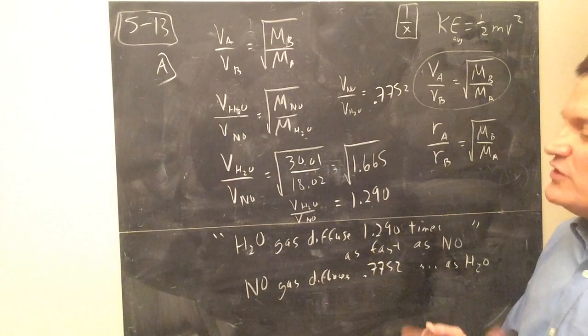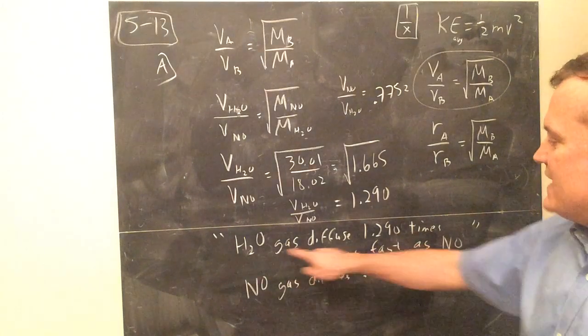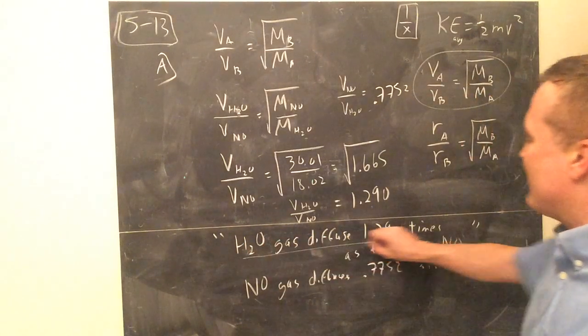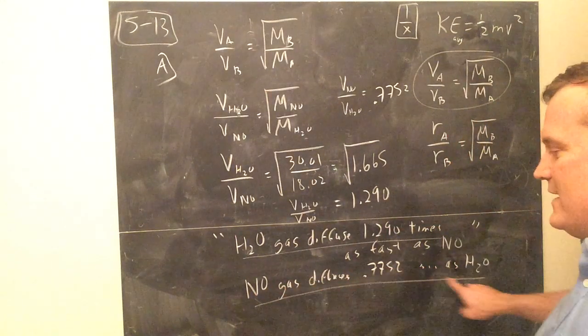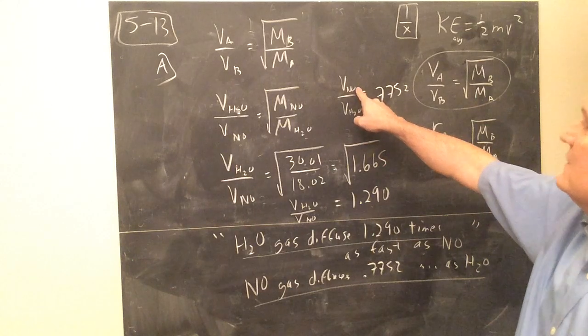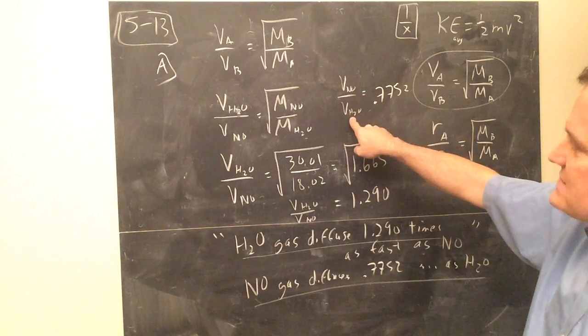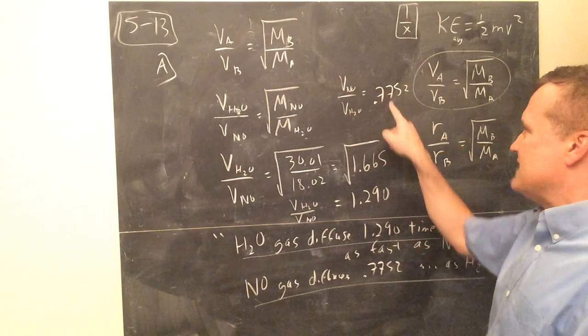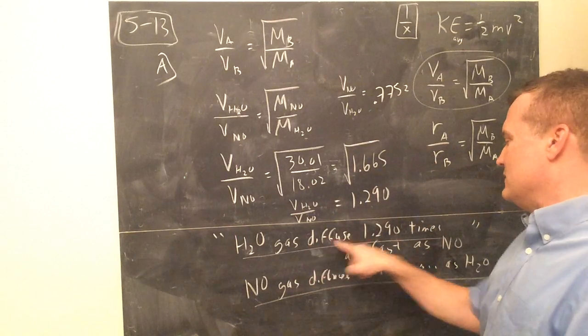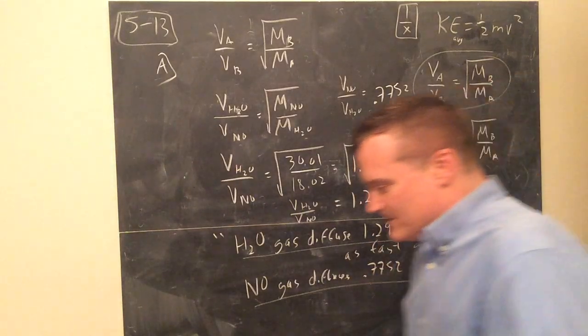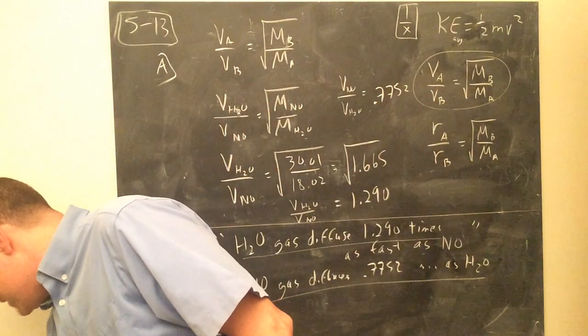But just know that when you're doing your worksheet, if it's 1.290, you just state it that way. If it's 0.7752 for your answer, you just state it that way. Whatever's on the top diffuses this many times as fast as the one on the bottom. So that means it actually goes slower. 0.7752 is slower, and H2O goes faster. That makes sense, the smaller molar mass.